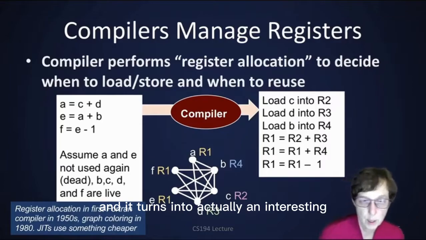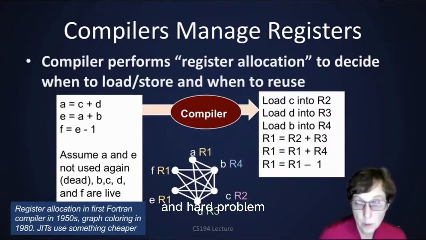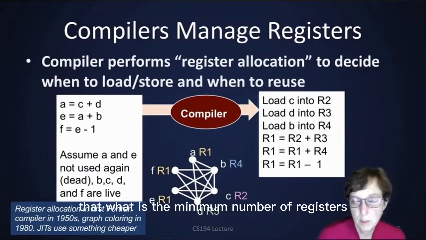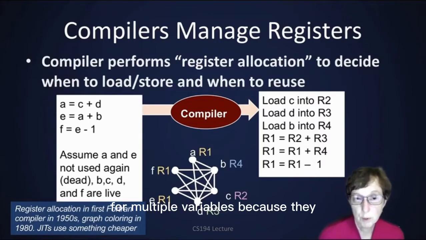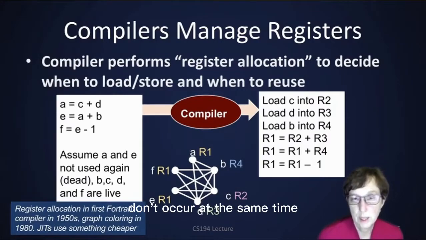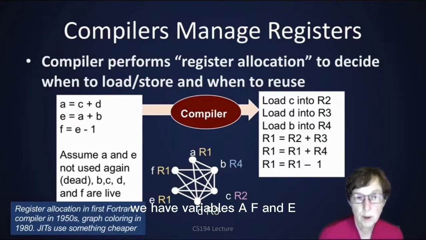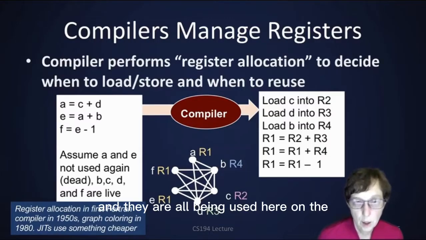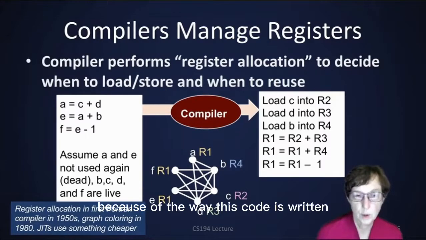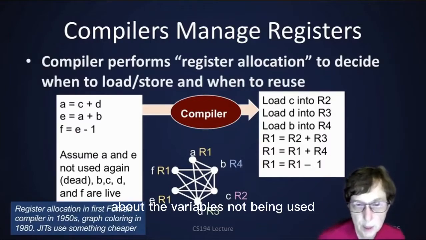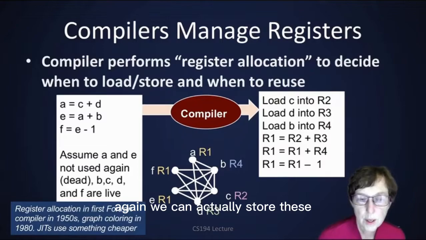And it turns into actually an interesting and hard problem, which is to figure out what is the minimum number of registers and how to assign them, because some of the registers can be used for multiple variables because they don't occur at the same time. For example, in this picture, we have variables A, F, and E, and they are all being used here on the left-hand side, and because of the way this code is written and some assumptions here about the variables not being used again, we can actually store these variables all in the same register R1.